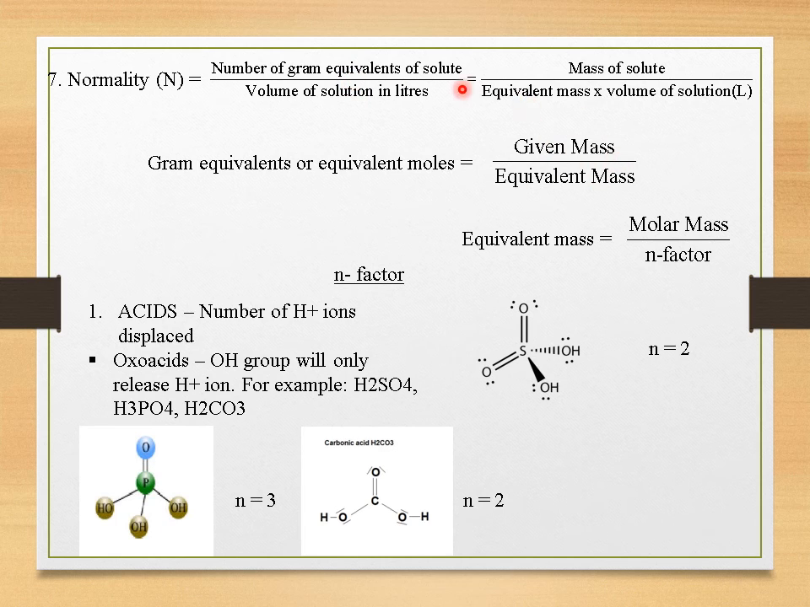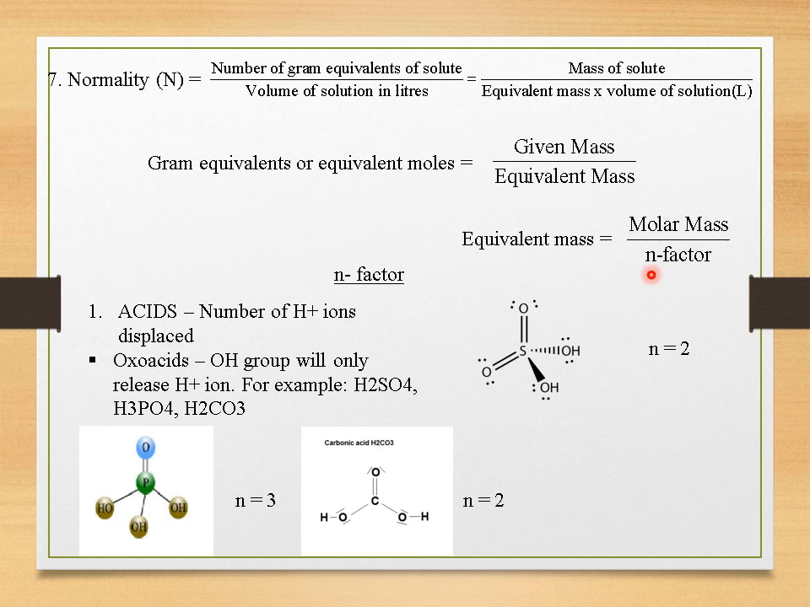So I can rearrange my whole expression and say that normality is equal to the given mass, or the mass of the solute, divided by equivalent mass into volume of solution in liters. Now let's understand everything. We know what is meant by mass of solute, and we know the volume of solution in liters and how you can convert it. But what is this equivalent mass? This is a new term for us right now. Equivalent mass is nothing but the molar mass or the molecular mass of your solute divided by the n factor.